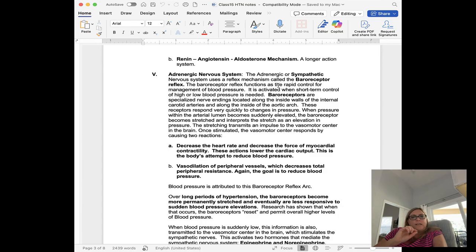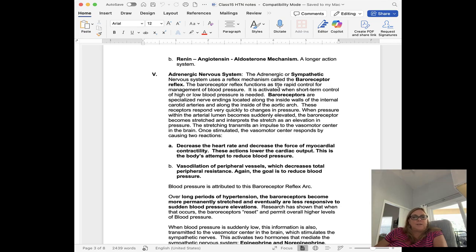So there's specialized nerve endings located along the inside walls of the internal carotid arteries and also in the aortic arch. And these receptors will respond very quickly to changes in pressure. So when pressure within the arterial lumen becomes suddenly elevated, then the baroreceptors get stretched and they interpret that stretch as an elevation in pressure. And then that stretching will transmit an impulse to the vasomotor section of the brain.